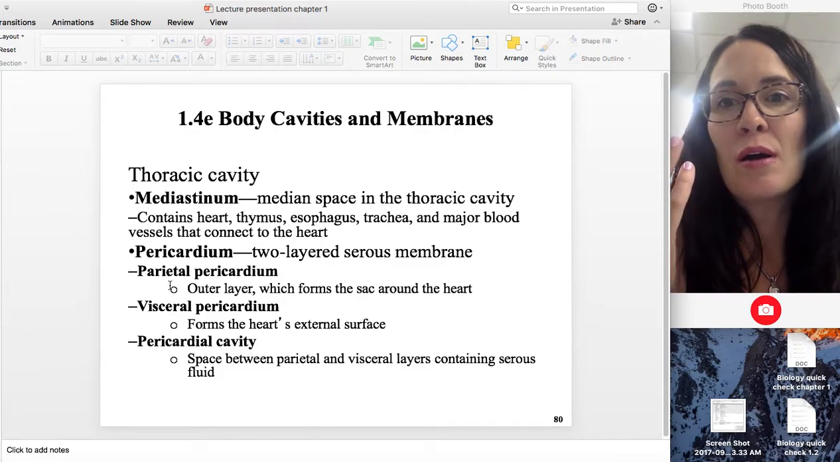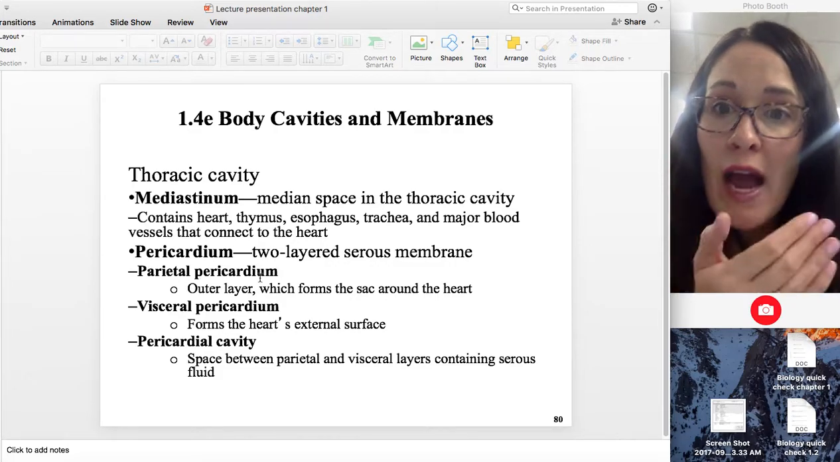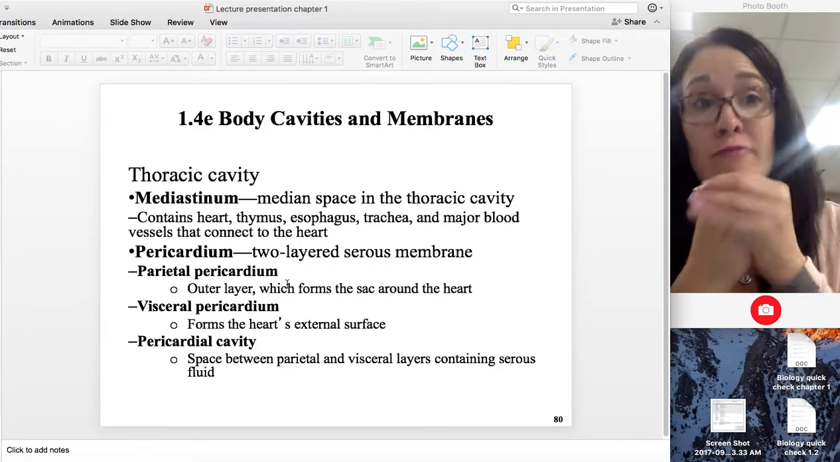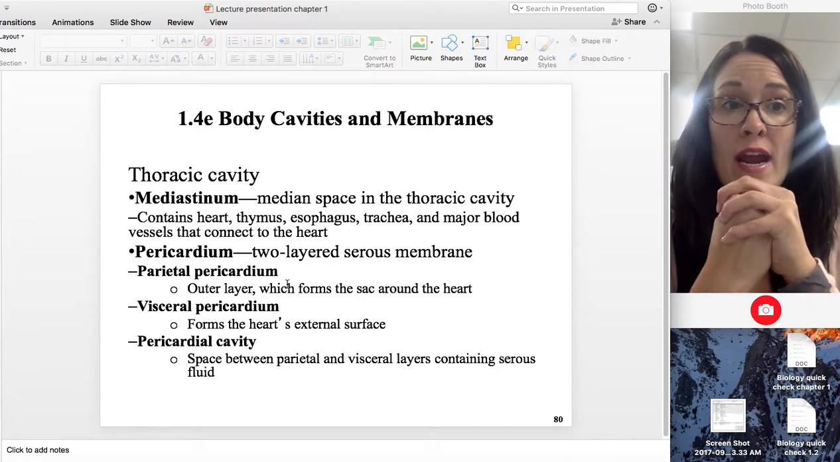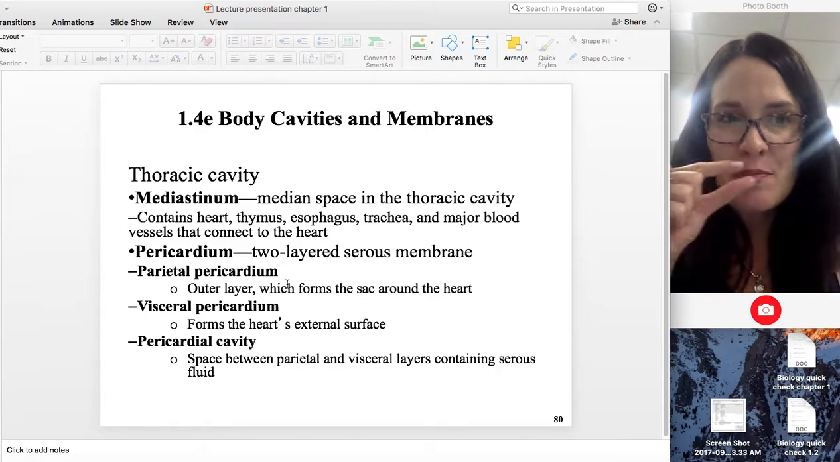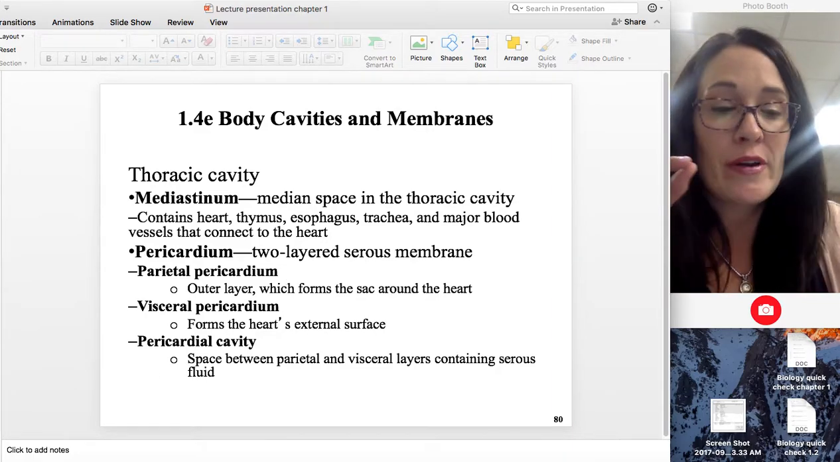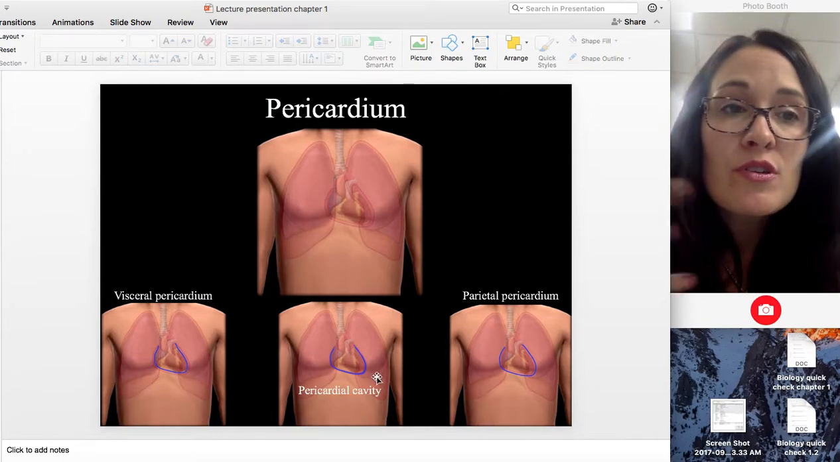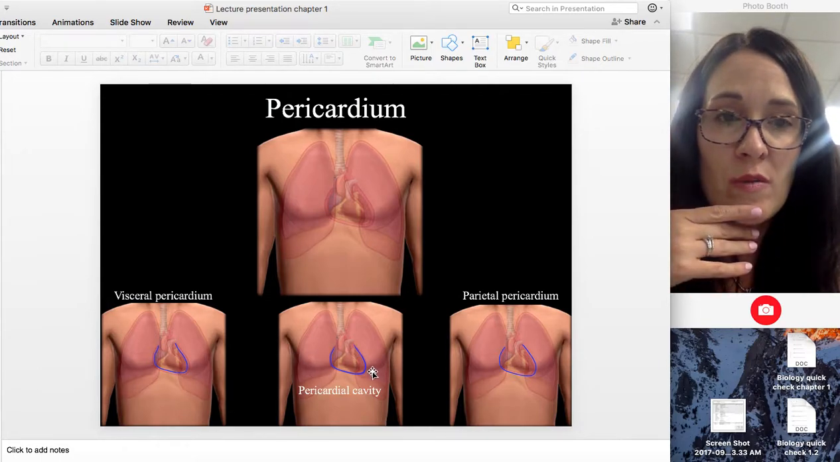So pericardium, the parietal pericardium is the outer layer around the heart. The visceral is the layer right on top of the heart. And then there's a space between the two, the pericardial cavity. And here's more images. The blue in these again represent what you need to be looking at.